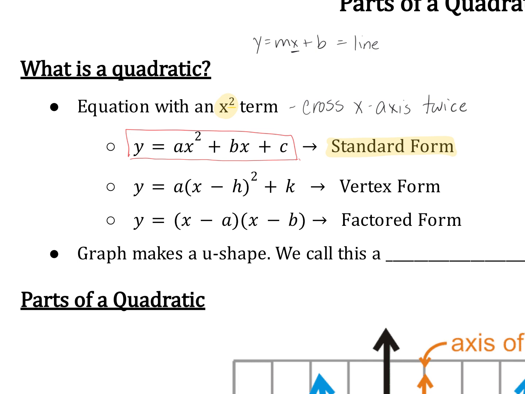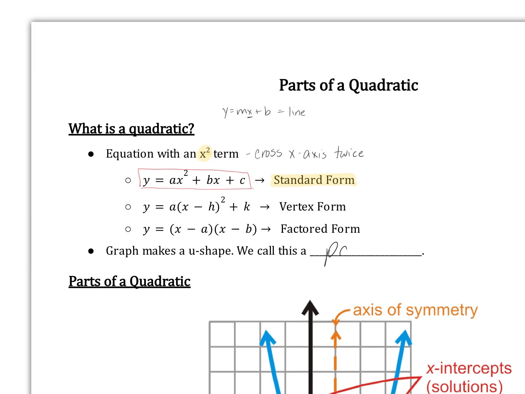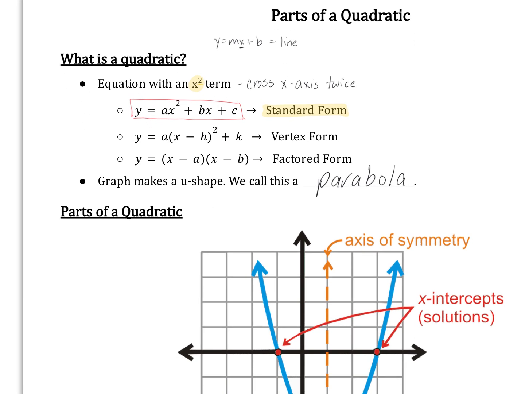Below it, you're going to see vertex form, which we will review how to graph in a little bit. But for today, we are focused on standard form. Factored form, if I were to multiply it all out using the distributive property, would get me the standard form. So we have various equations that are going to help us get from one form to the other. The graph makes a U shape. This is what we call a parabola. Hopefully this word is a review. A parabola is the shape that comes out of a quadratic equation.